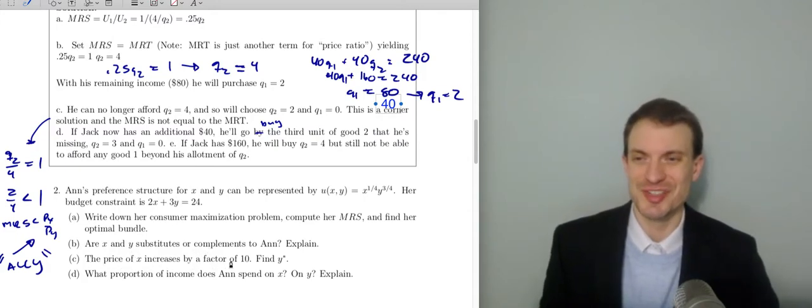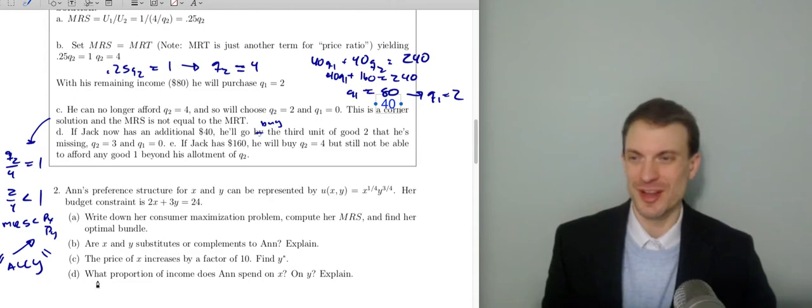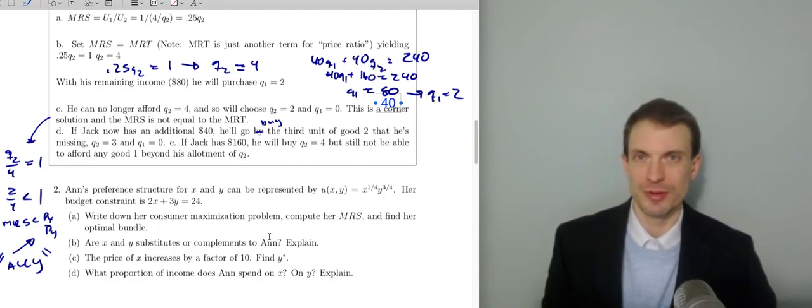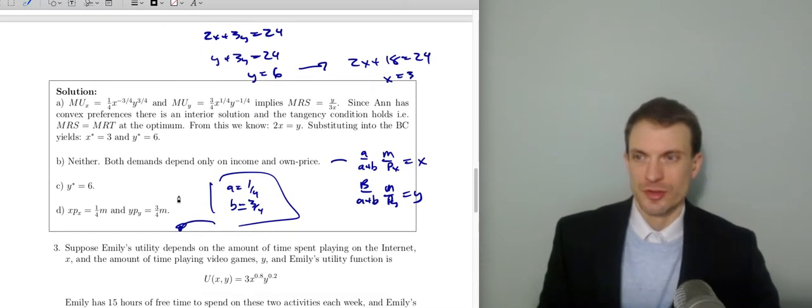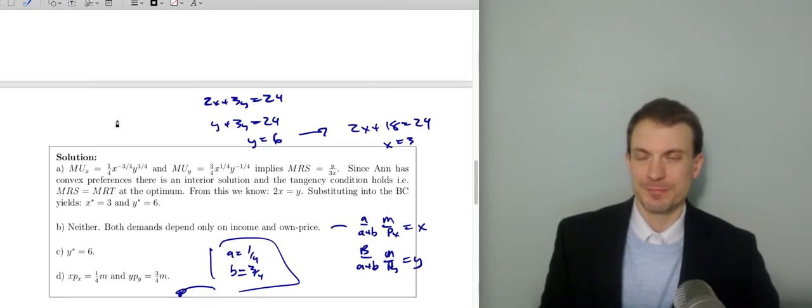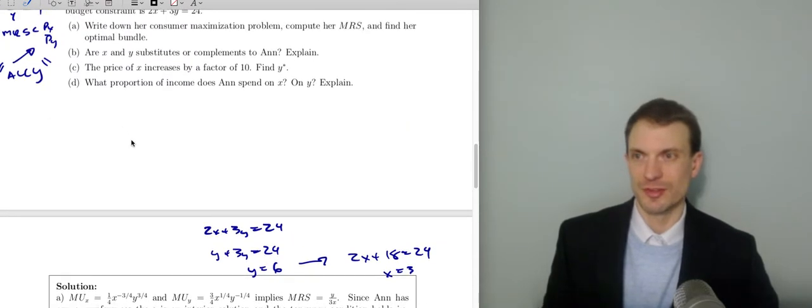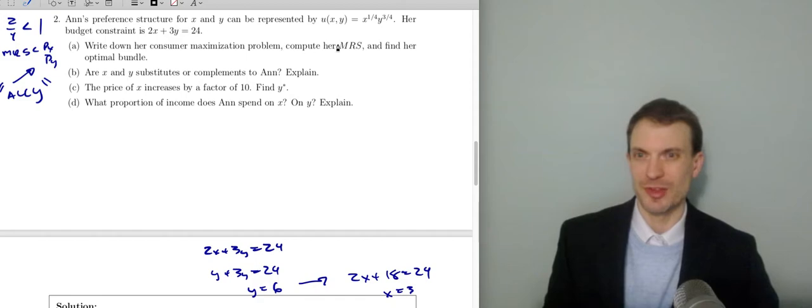Suppose the price of good X increases by a factor of 10. Find the optimal amount of Y. This is key for your understanding of how Cobb Douglas demands work, right? I really like this question. And then what proportion of income does Ann spend on good X and good Y? This is that cool property about Cobb Douglas. It appears at the end of my choice examples video. So anyway, we have to set up and solve Ann's consumer maximization problem.